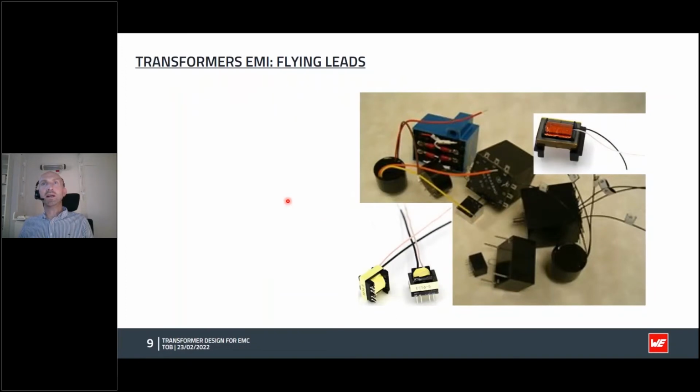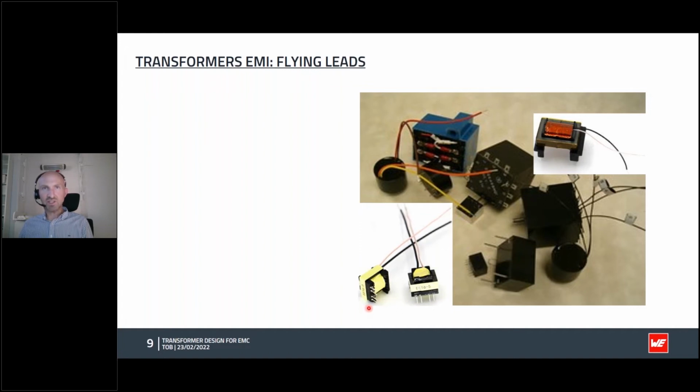Now we look at some things that we should try to avoid when we're doing our transformers. One technique that people sometimes use with transformer design, specifically when safety is involved, is these things called flying leads. So what are flying leads?